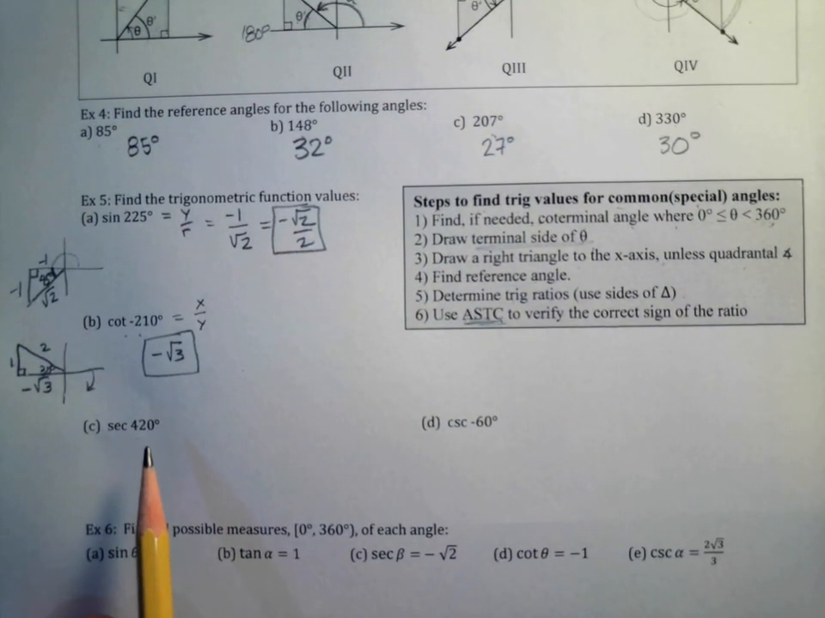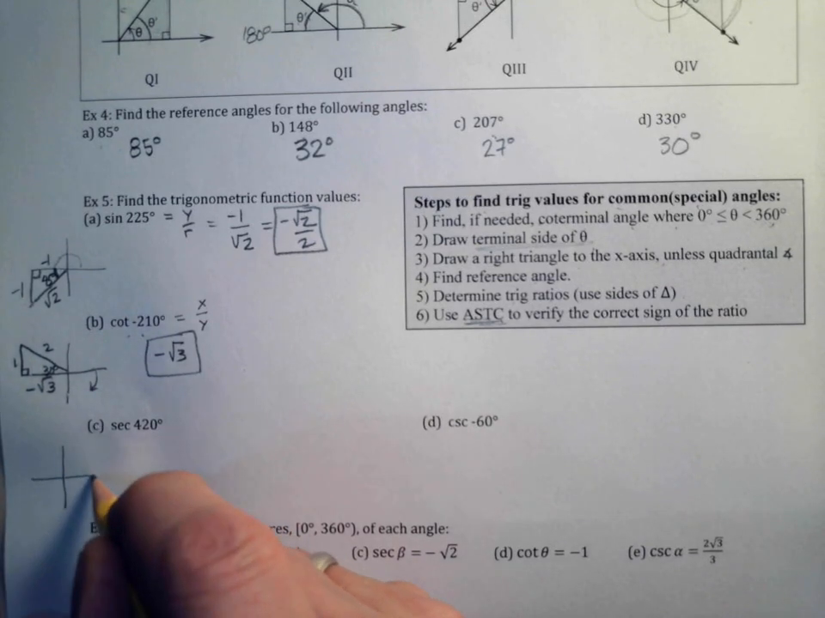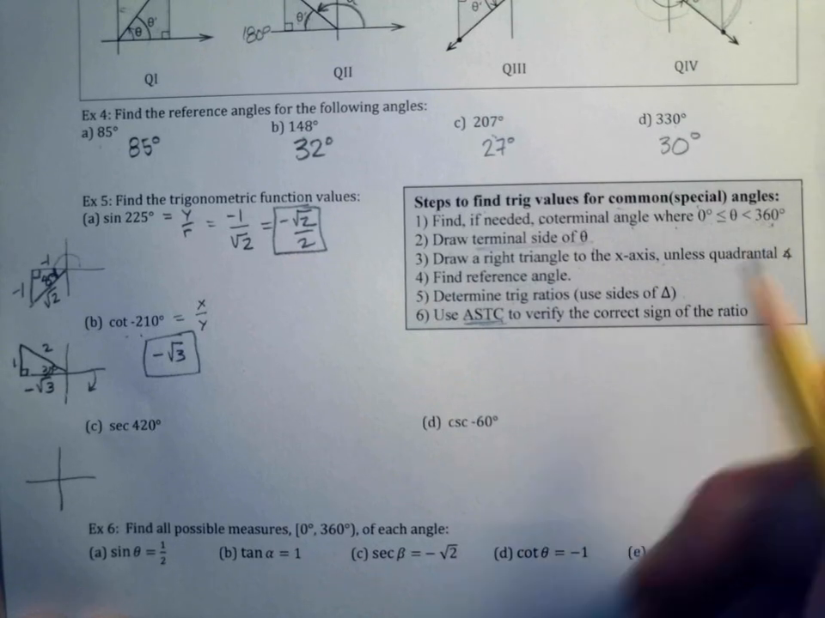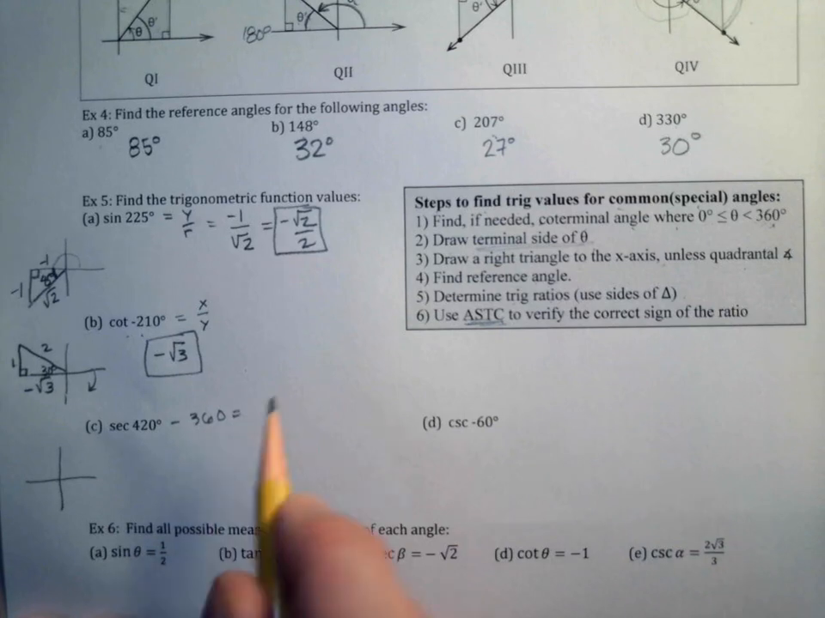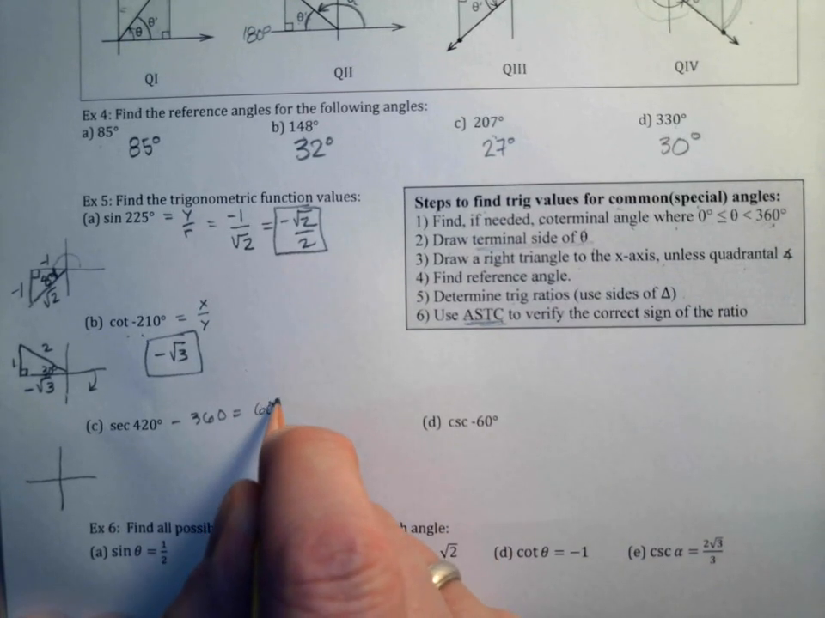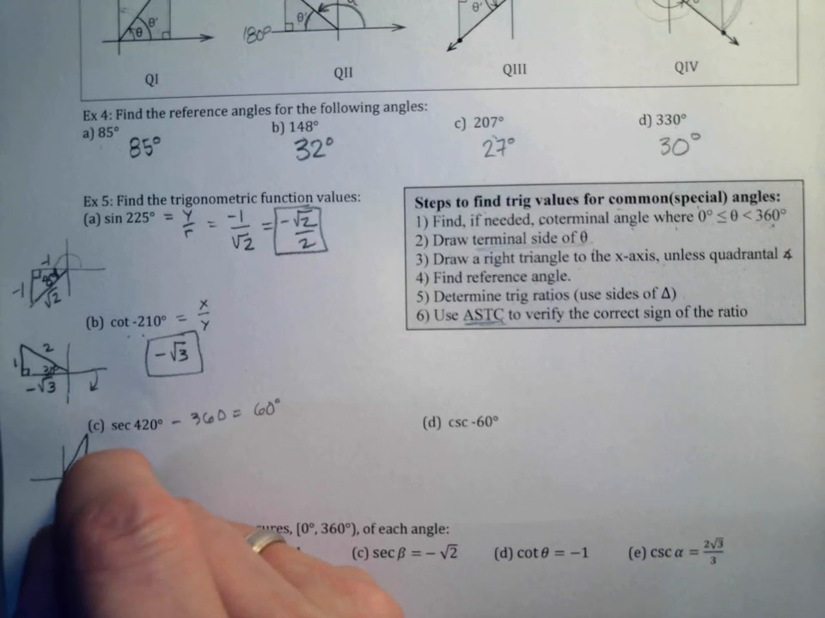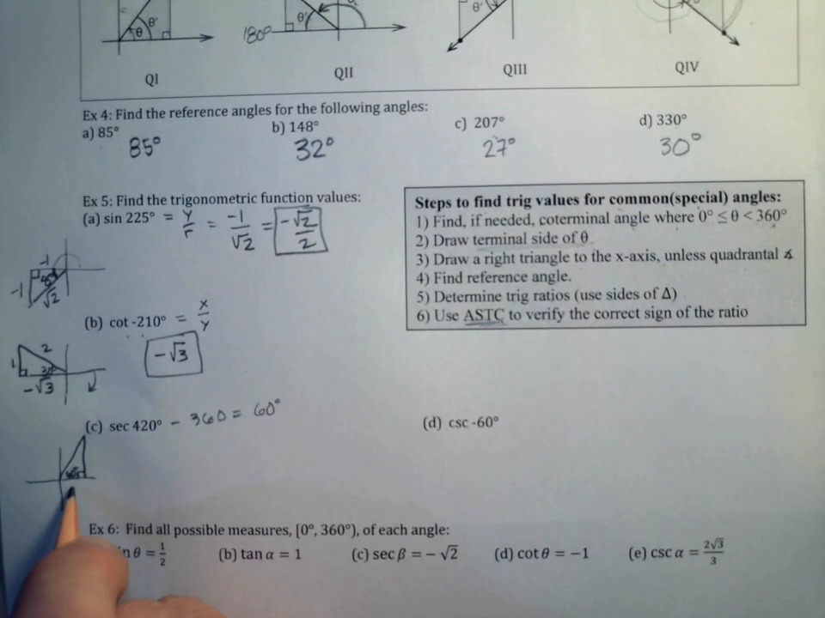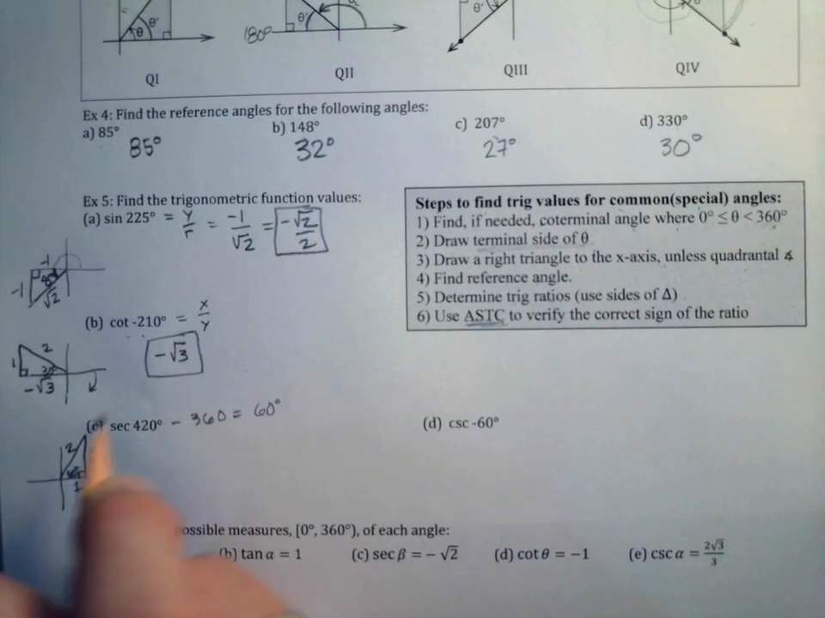All right, so 420. Think about where that is. Now, 420 is bigger than 360. So subtract 360 from 420. And that gives us 60 degrees. So that means we're here in the first quadrant. Our reference angle here is 60 degrees. Let's label it. We have a 1, we have a 2, we have a square root of 3.